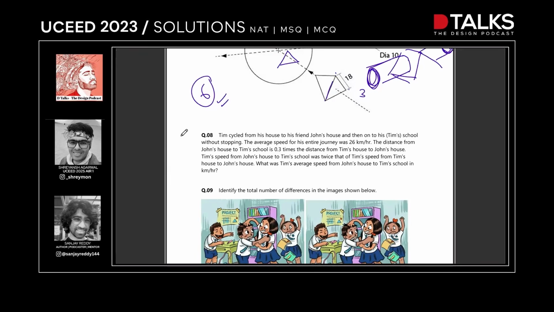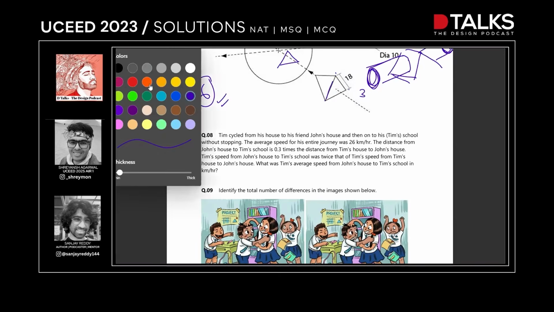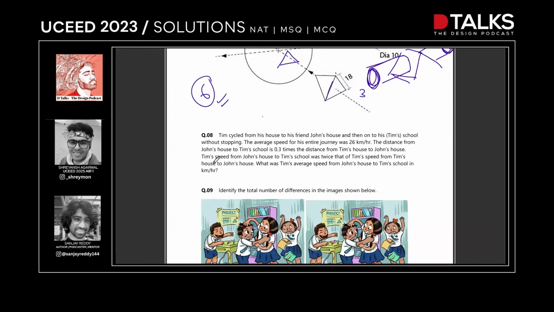Right. So way too many words, pretty confusing. But if you try to write it in a diagram, it will become pretty easy. So there are three destinations. There's Tim's house, TH, John's house, and there's Tim's school. I am going to skip the average speed for his entire journey for now because that is relevant in the very end. The distance from John's house to Tim's school is 0.3 times the distance from Tim's house to John's house.